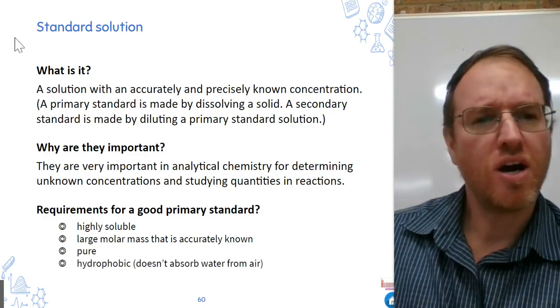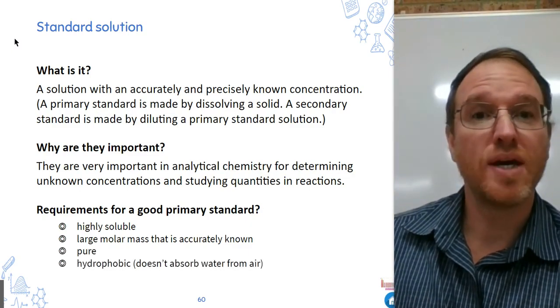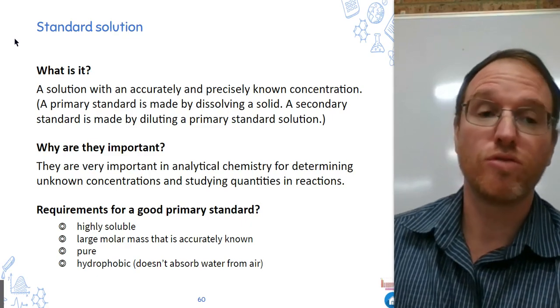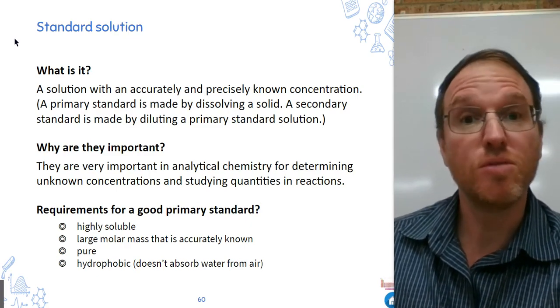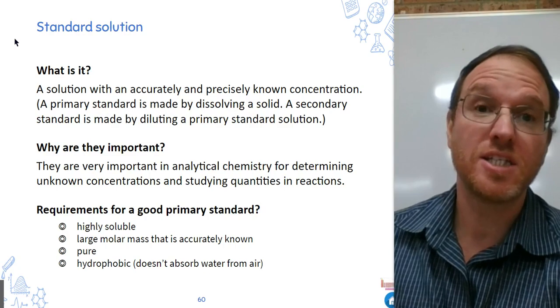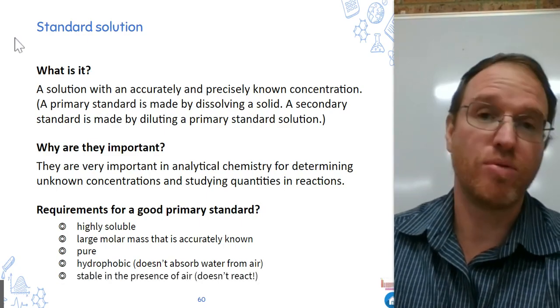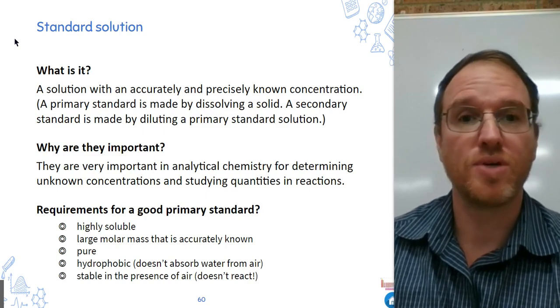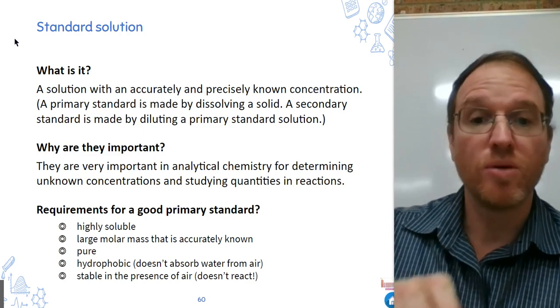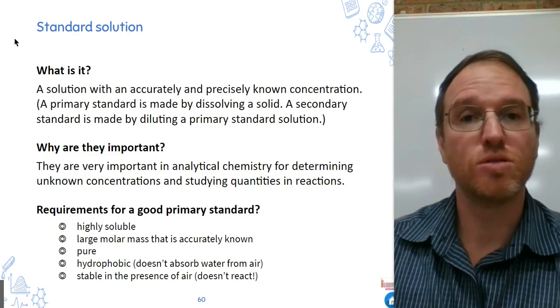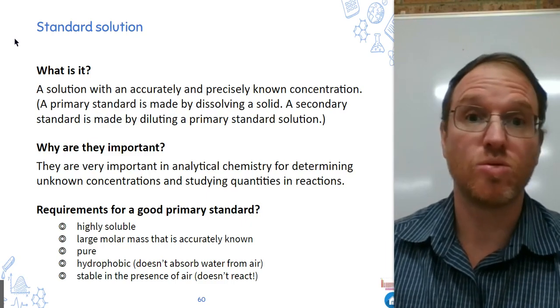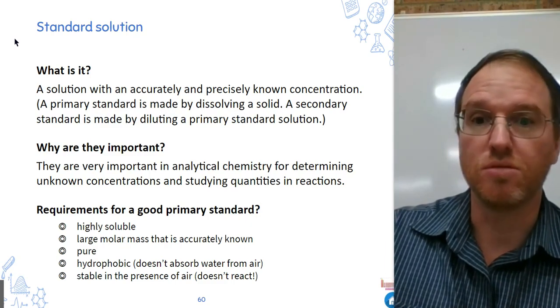We want something that's hydrophobic. It doesn't absorb water from air. Lots of chemicals do absorb water from air. So we want a hydrophobic chemical, and often we'll store it in a desiccator to make sure it's really dry. And the last one, something that's stable in the presence of air, because many substances react with oxygen. Now, you don't need to memorize those requirements for a good primary standard, but we will use those in Year 12, and you will need to know them in Year 12. So that's what a primary standard solution is.